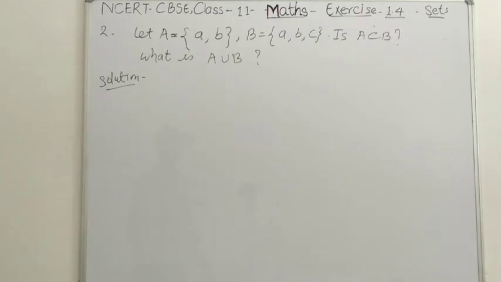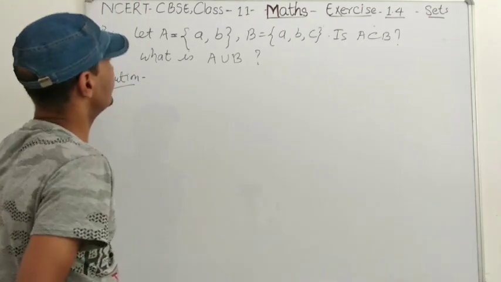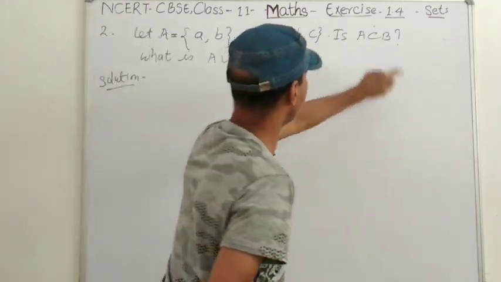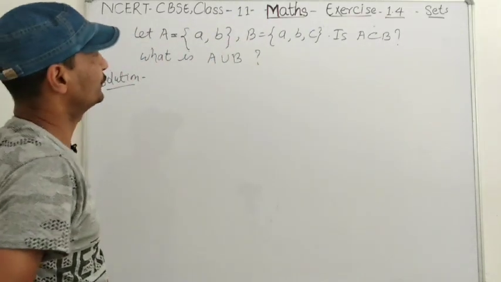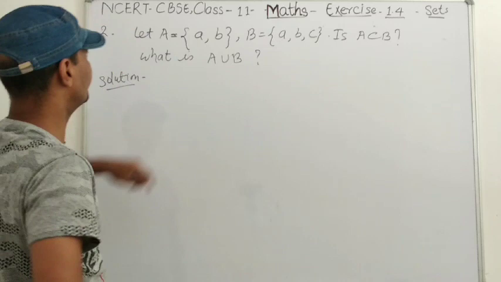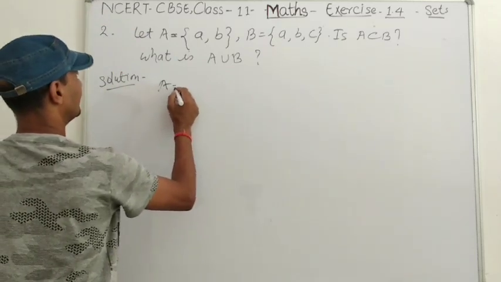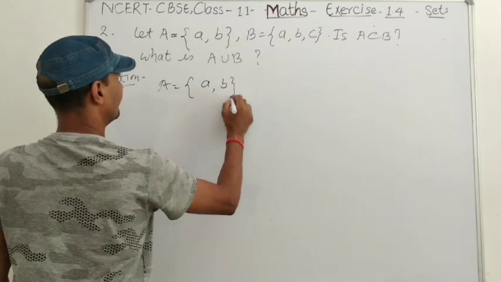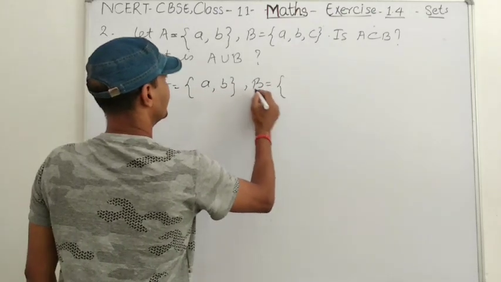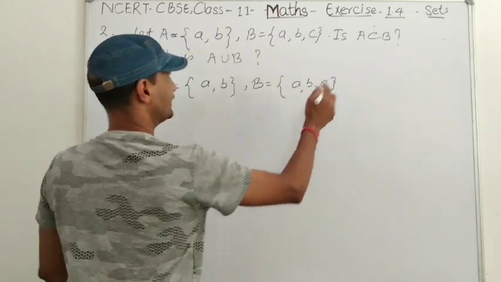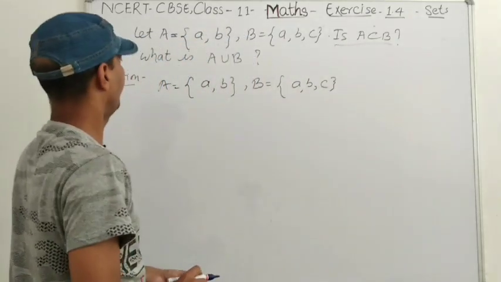So now see, check the question number 2. Let A is equal to A, B and B is equal to A, B, C. Is A a subset of B? We should tell here. Then what is A union B? So we have set A is equal to A and B. Set B is A, B, C. First we check is A a subset of B or not.